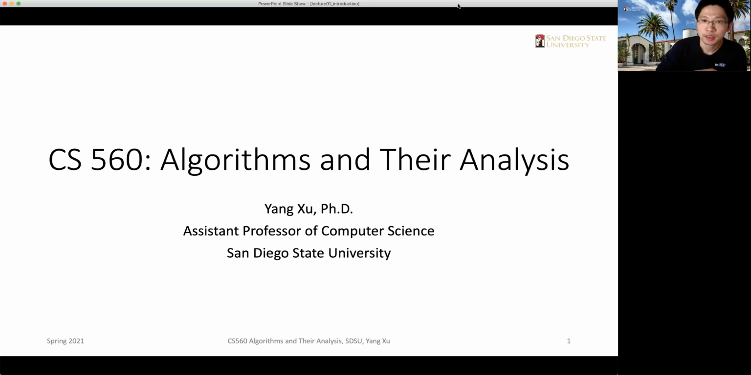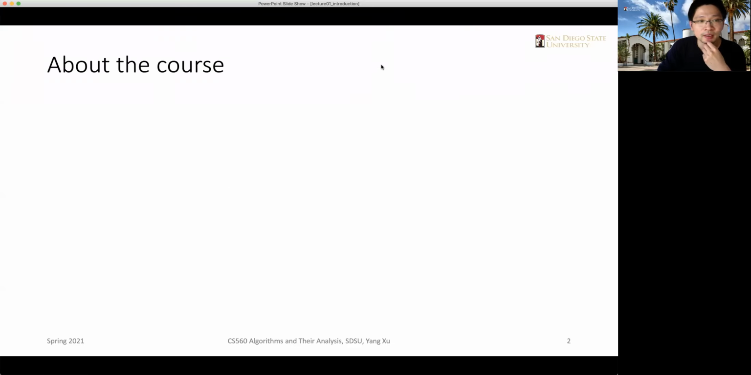This is the second time that I'm teaching this class using Canvas. Before that, SDSU used Blackboard, and I think Canvas is a much better option, and it allows very clear organization of the modularized course contents. All right.